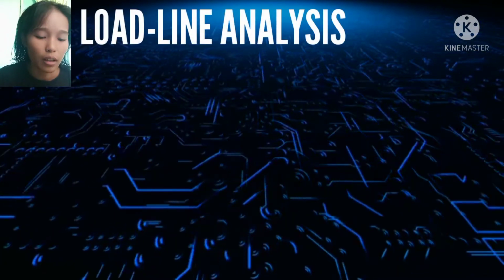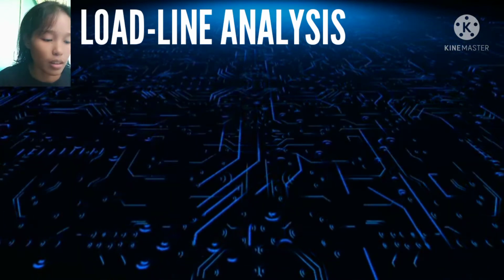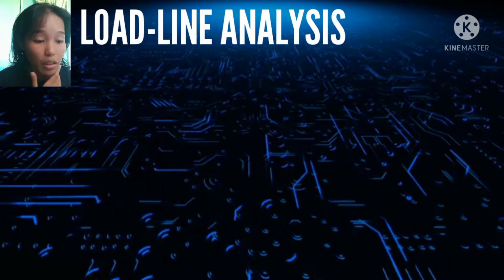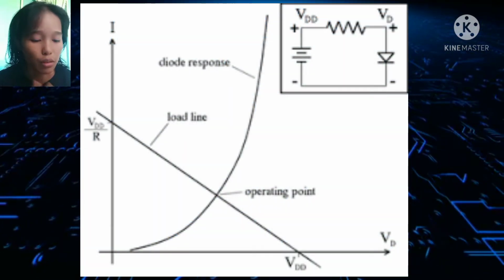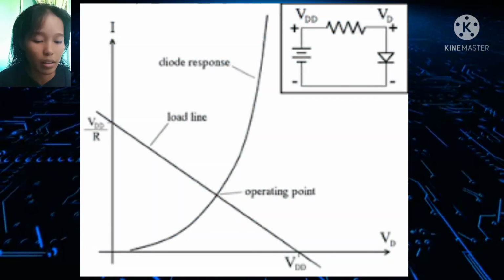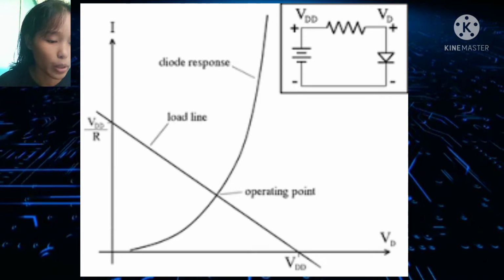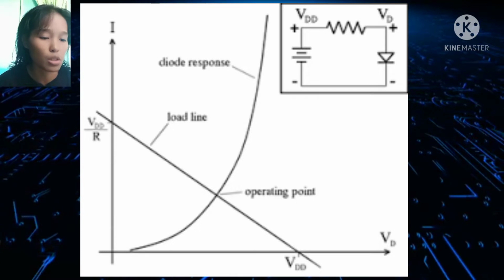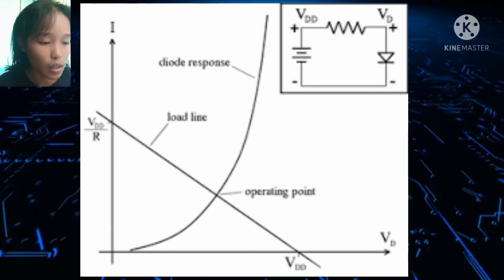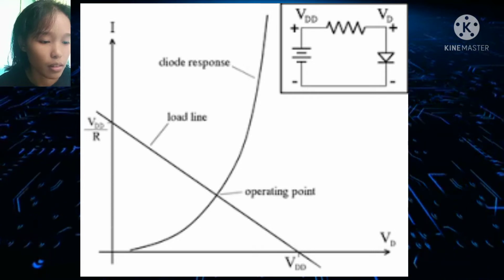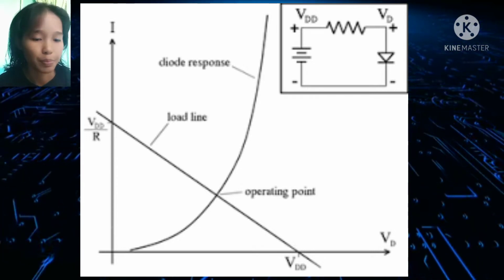For the load line analysis, a load line is a line drawn on the characteristic curve. A characteristic curve is this example, a graph of current versus voltage in a nonlinear device like a diode or transistor. Here we can see the Q point, which is the intersection point or the operating point, and the load line, the characteristic device, and the IDQ and VDQ.